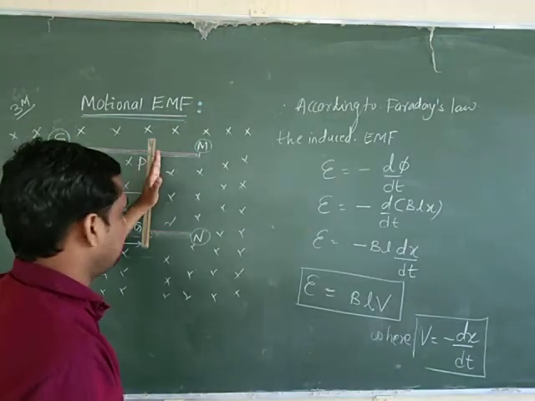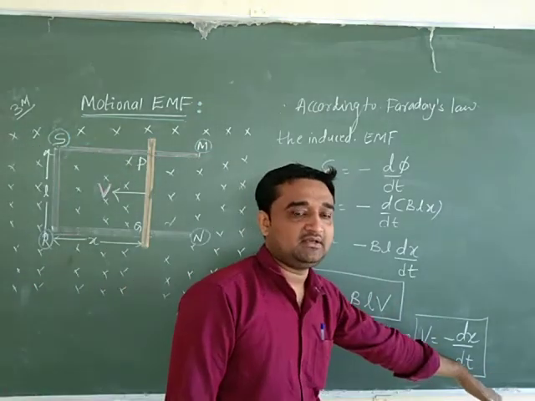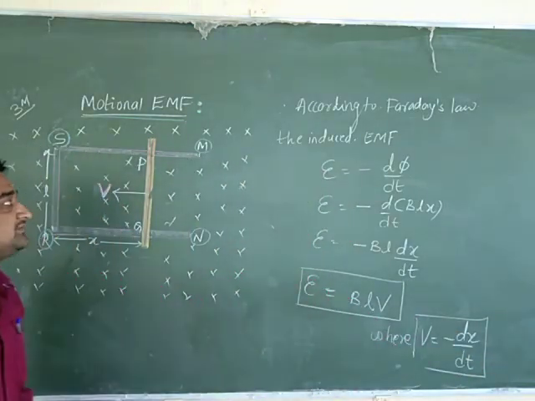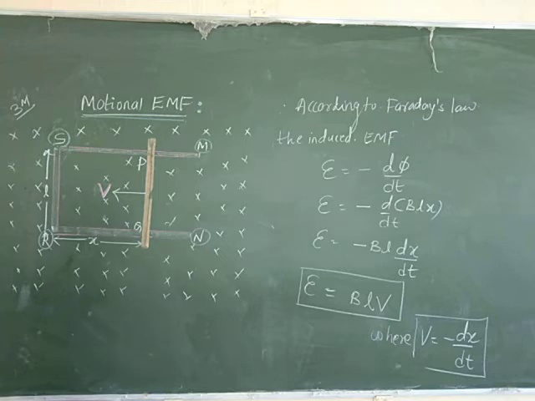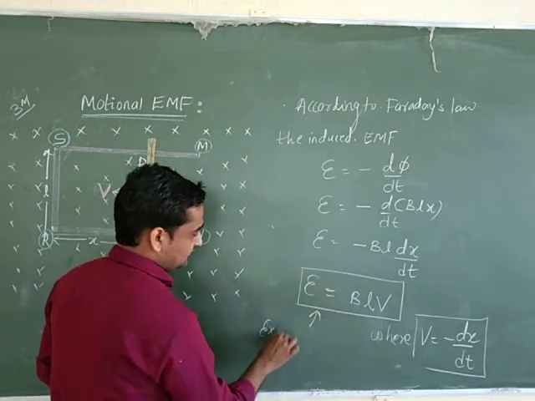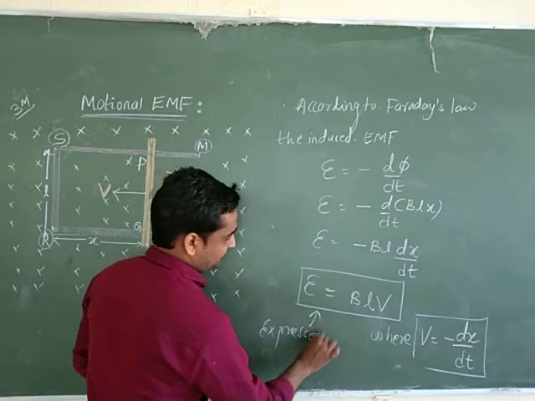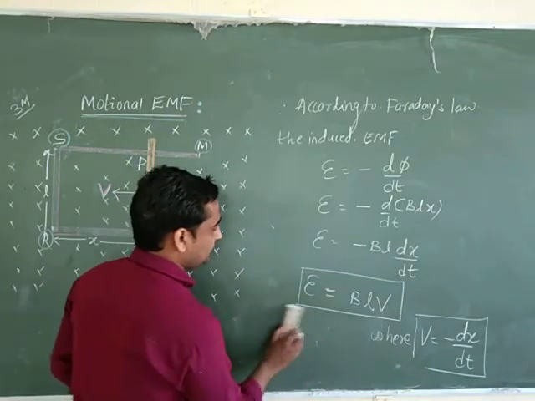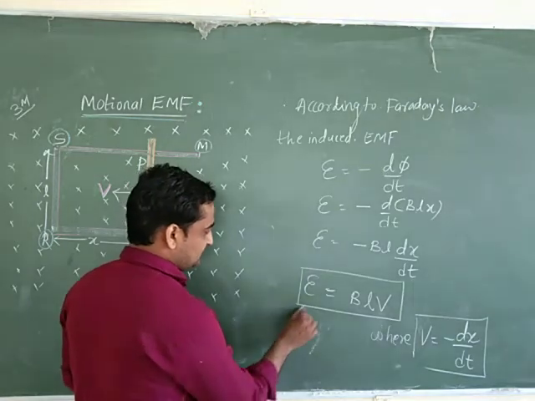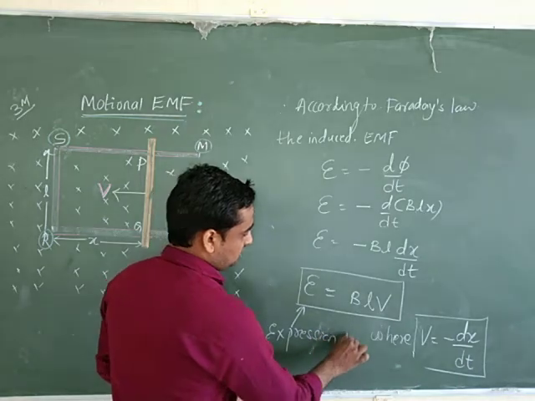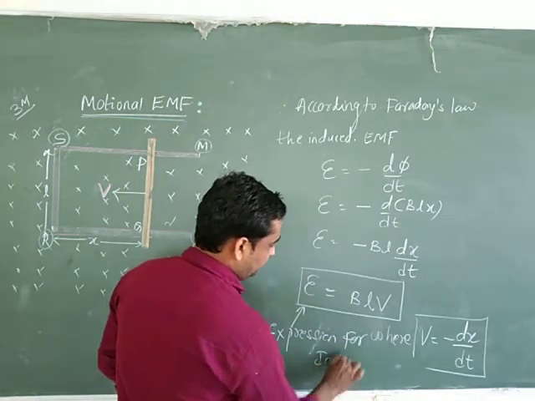Now, the velocity with which we are moving this conductor is what we are calculating here. That is minus dx by dt, which indicates the velocity of the conductor PQ. Therefore, this is the expression for the induced EMF. So E is equal to BLV, which represents the expression for the induced EMF.